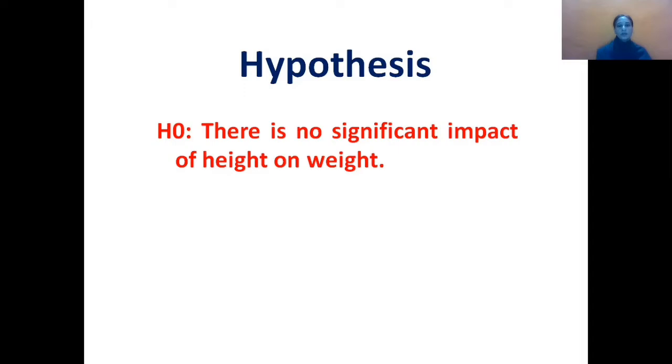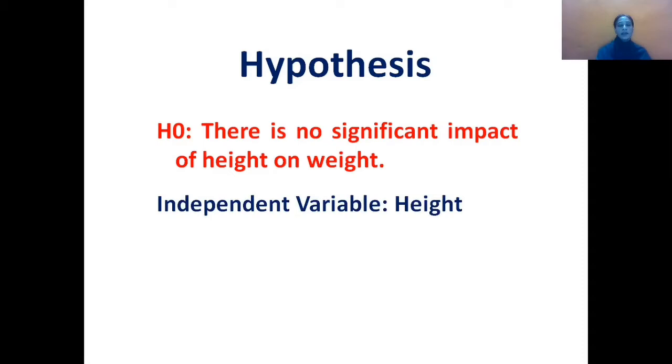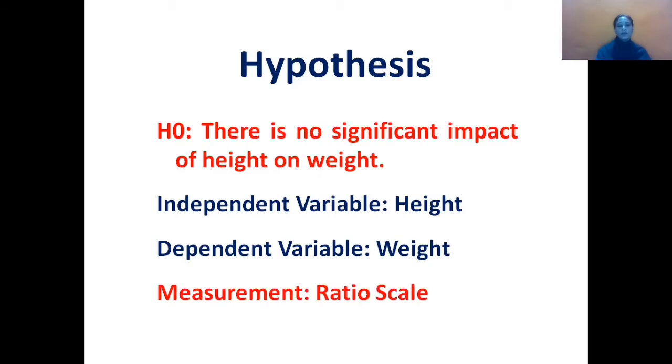Now with the help of this hypothesis, firstly we will see what our independent variable is. Our independent variable here is height, because we are seeing the impact of height on weight. That is why height is our independent variable and weight is our dependent variable. For regression, both variables should be measured on either interval scale or ratio scale. Here I have two variables and both are measured on ratio scale.